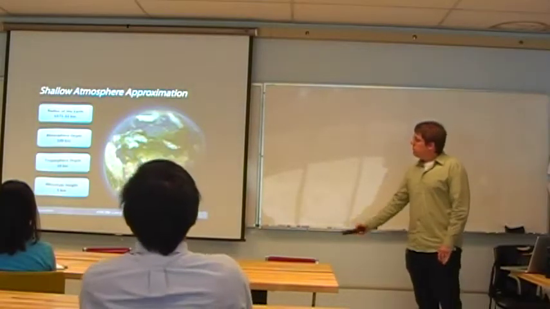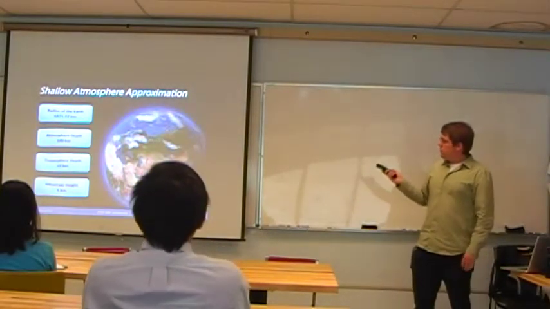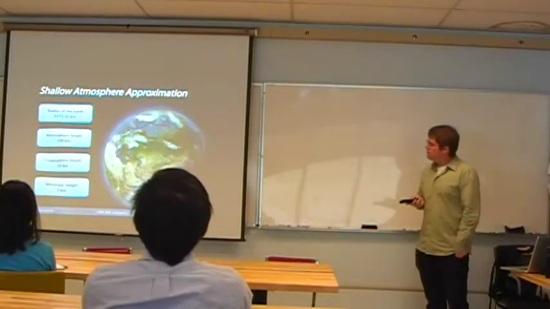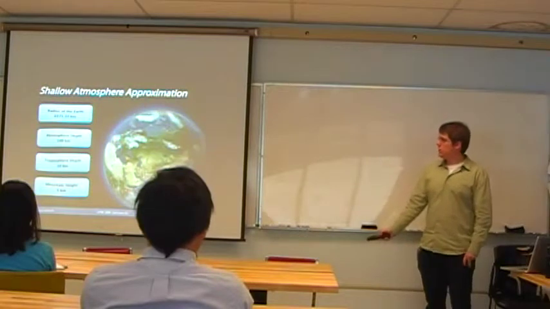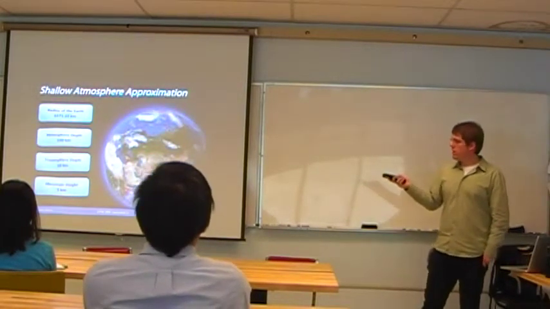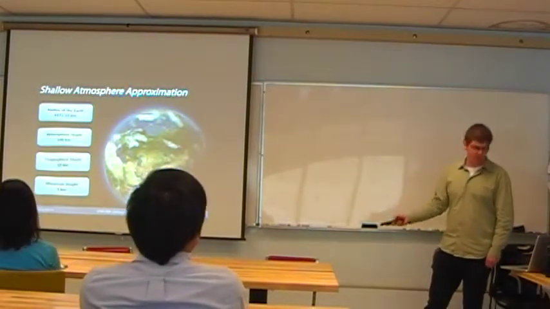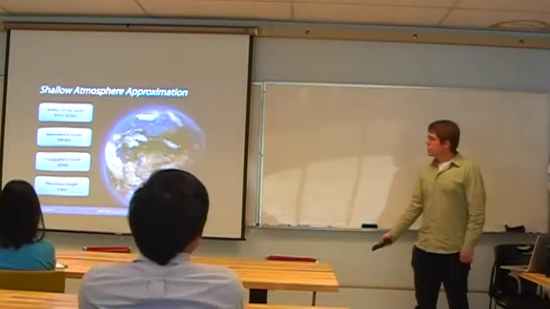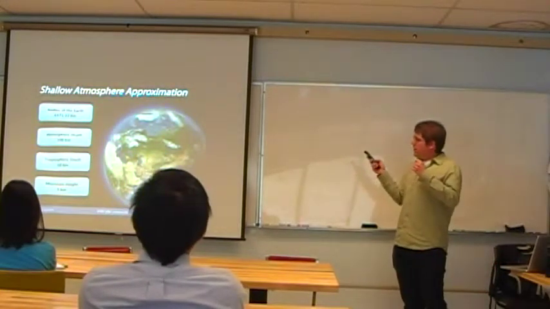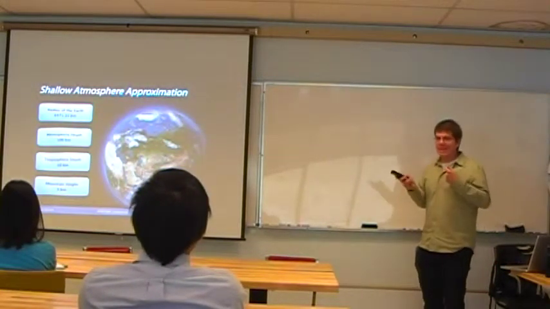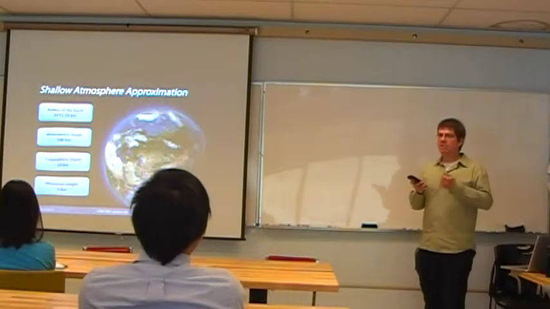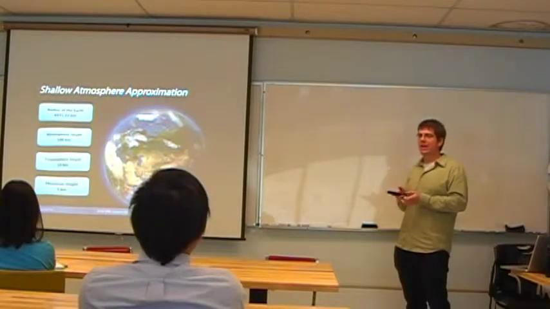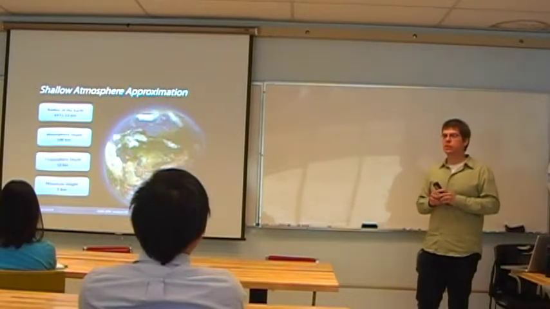So, turning back to the basic principles of the Earth's atmosphere, the radius of the Earth is very large compared to the total depth of the atmosphere. And consequently, it seems unreasonable to approximate the atmosphere as a full three-dimensional fluid. In fact, we can typically get away with approximating it as nearly two-dimensional.